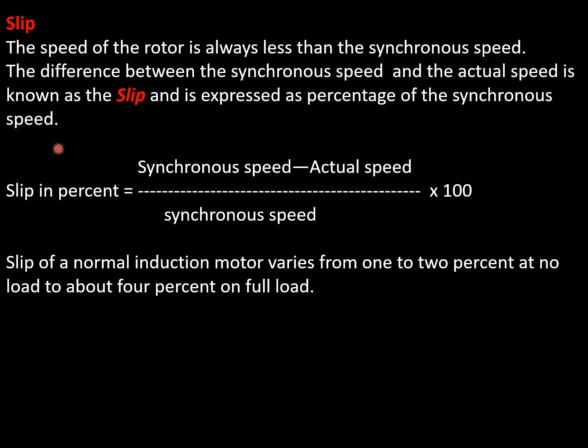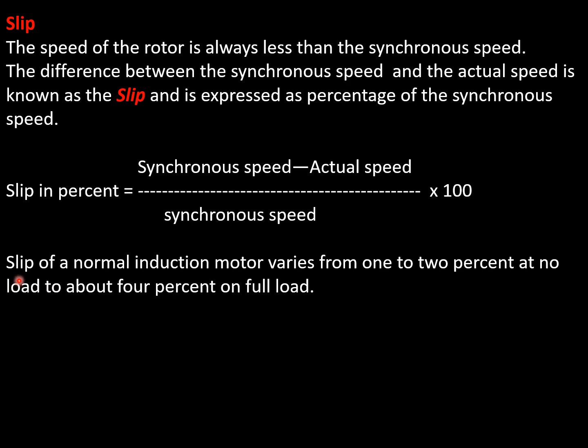Slip. The speed of the rotor is always less than the synchronous speed. The difference between synchronous speed and the actual speed is known as slip and is expressed as a percentage of synchronous speed. So slip in percentage is synchronous speed minus actual speed, divided by synchronous speed.